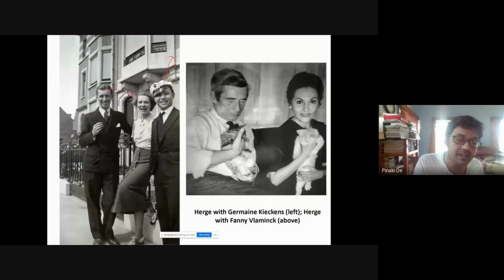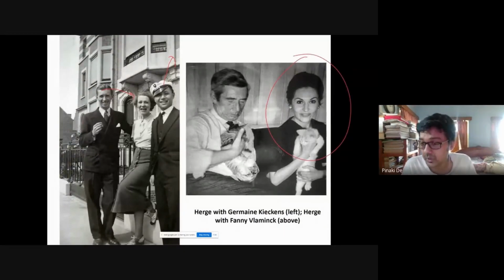So Hergé is married to this girl called Germaine Kieckens, and remember, she's like a soulmate. She was there from the very beginning. She was not just a wife. She was also a collaborator. But in 1959, into the studio came another woman, and she was extremely good looking, and her name was Fanny Vlamynck. Hergé, at a very old age, fell in love with Fanny Vlamynck.